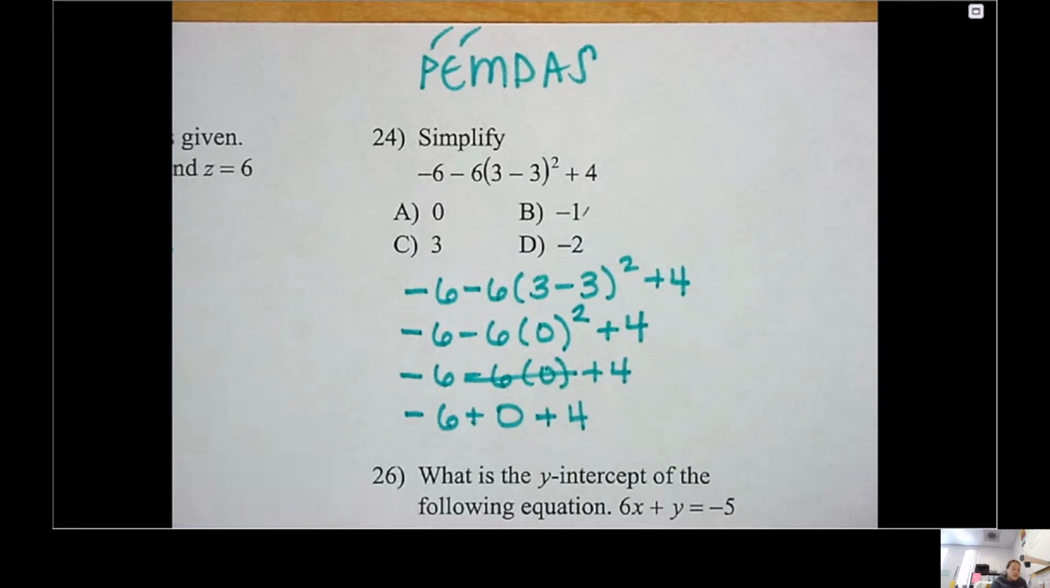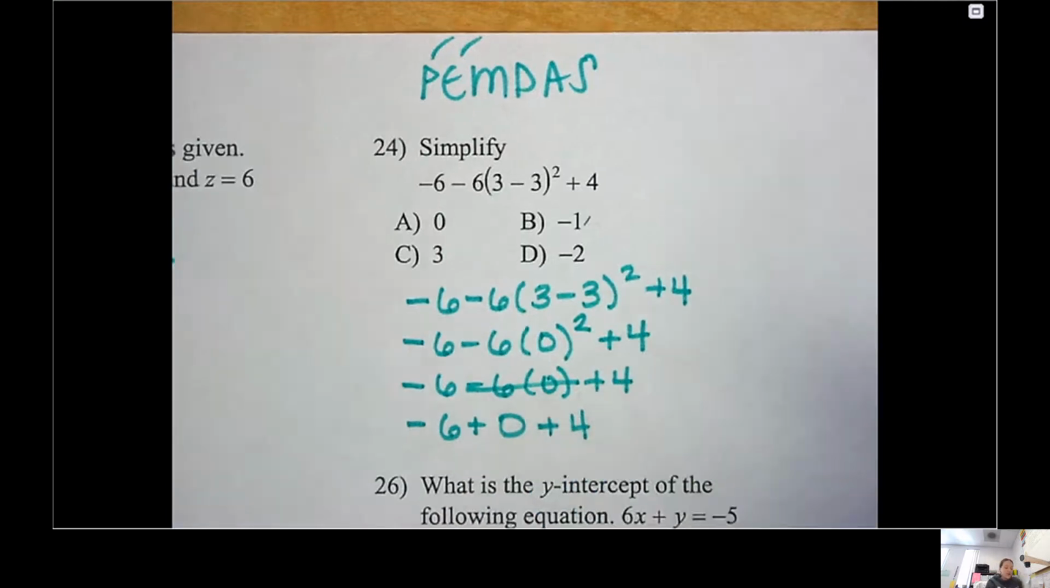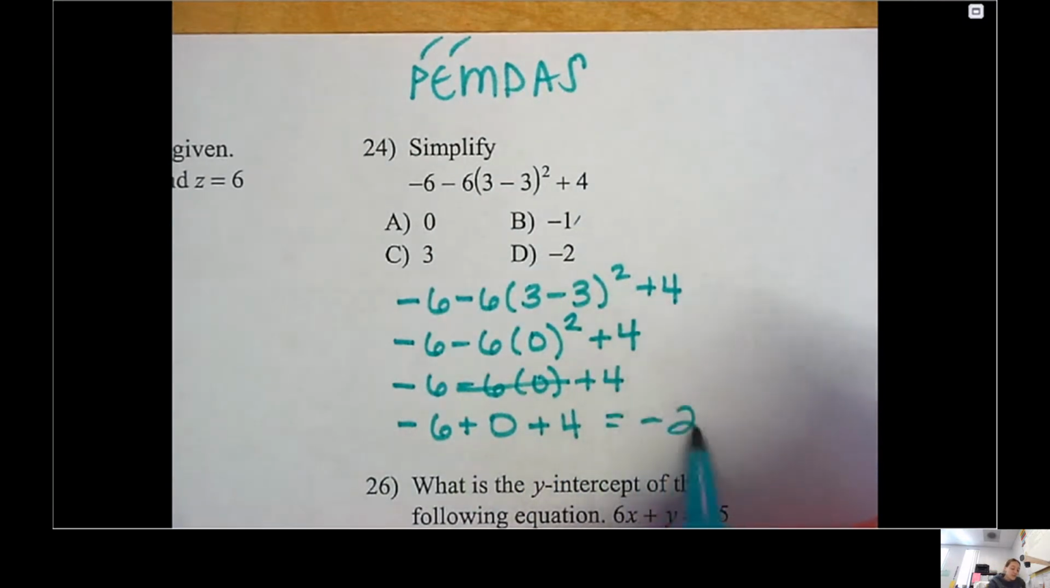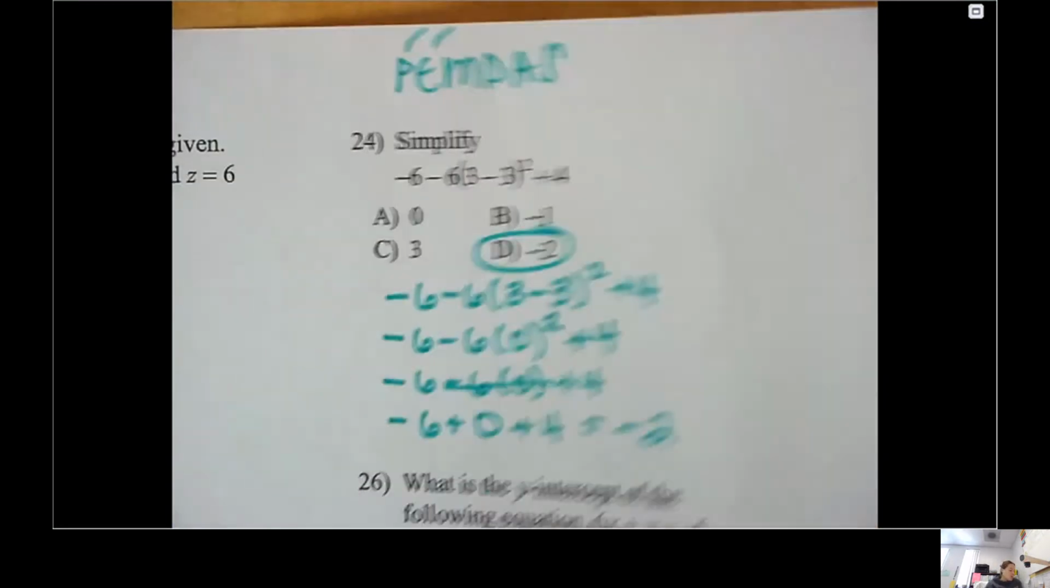And now last part is addition and subtraction from left to right. -6 plus 0 is -6. Plus 4 is -2. Okay, almost done.